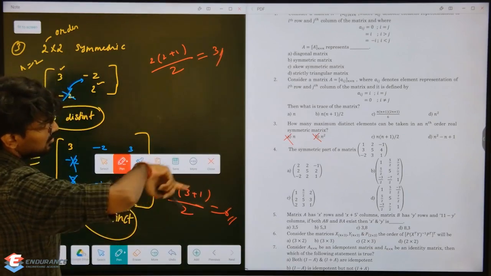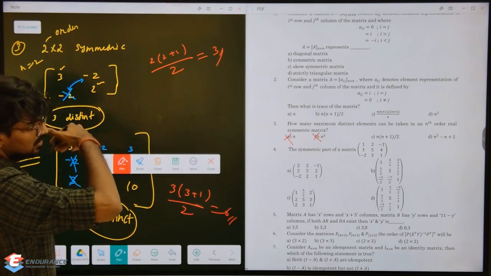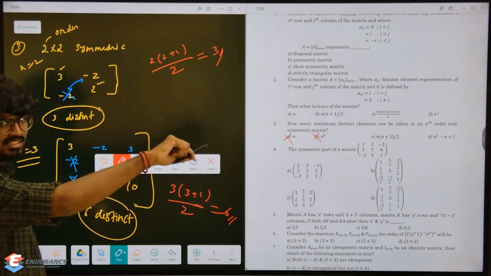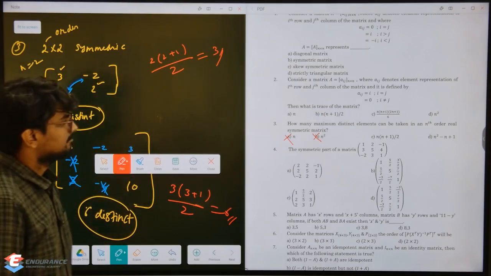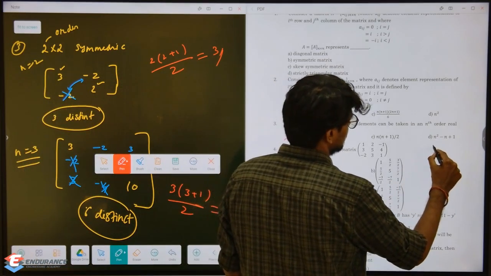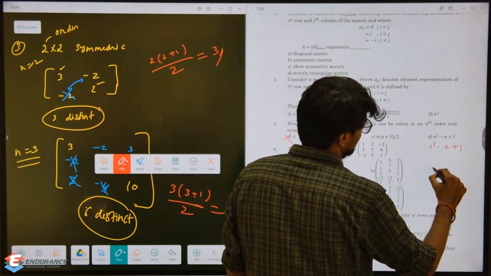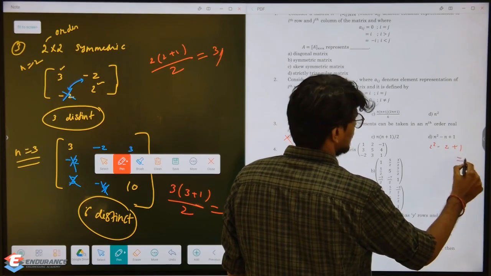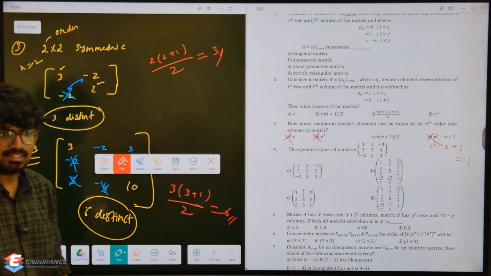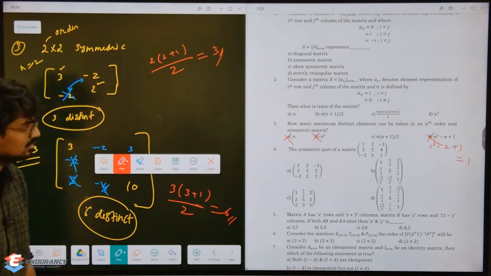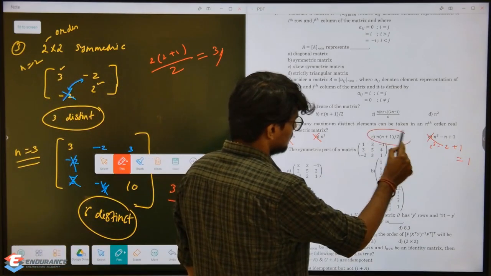What about the last one? n square minus n plus 1. Anyway, option C is getting matched, but option D we will check. It is 2 square minus 2 plus 1, that is 3... that is 1? That is directly violating. So the only option which is matching is option C.